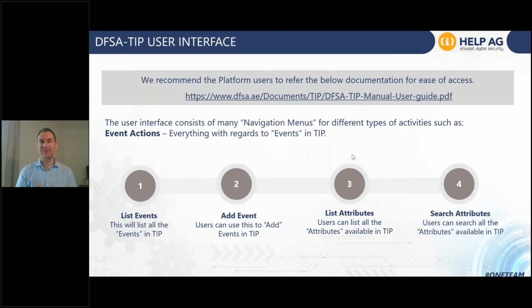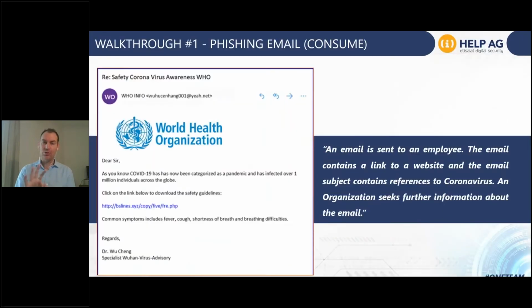All right, let's start off with the first walkthrough. I want to take you through 4 different scenarios. The first is regarding phishing emails. When we talk about interacting with the platform, I'm going to use the terms consume and contribute. You'll hear those throughout the walkthrough, and you would have heard Justin use those as well. When we talk about consuming, we're talking about pulling information out of the platform, perhaps running a search and extracting data or using data from the platform. When we talk about contributing to the platform, we're talking about adding information to the platform.